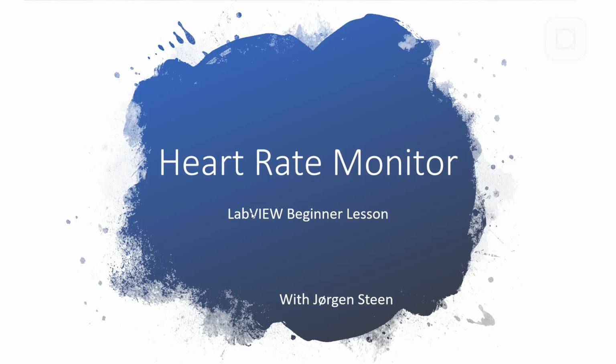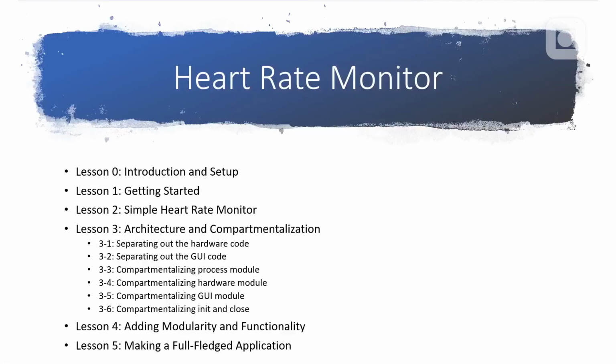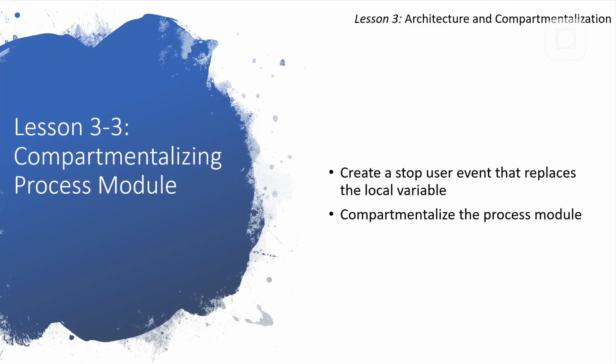This is a LabVIEW Beginner lesson, where we make a heart rate monitor. This is lesson 3.3, Compartmentalizing the Process Module. We will be creating a stop user event to replace the local variable. This is because when we put the processing module into a VI, the local variable will stop working. After we've done this, we will place the process module into a VI, compartmentalizing it.